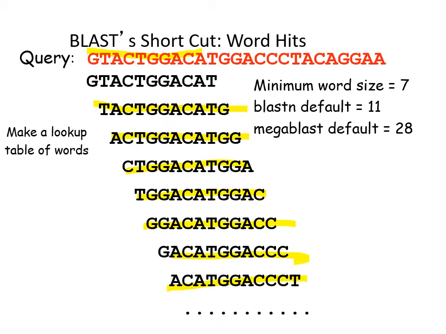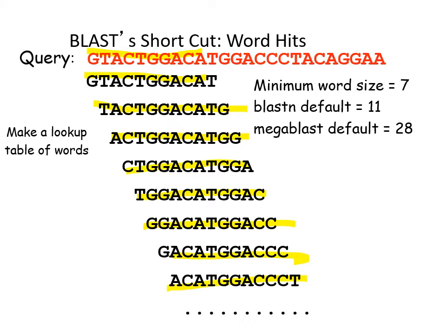Those lookup tables, then, the program is going to take each word and compare it to 11-letter words from the sequences in its database. Remember, this is a humongous database full of thousands, tens of thousands, hundreds of thousands, maybe even millions of different sequences. And it's going to break them all into 11-letter words and compare those to the 11-letter words that were made from your unknown sequence.